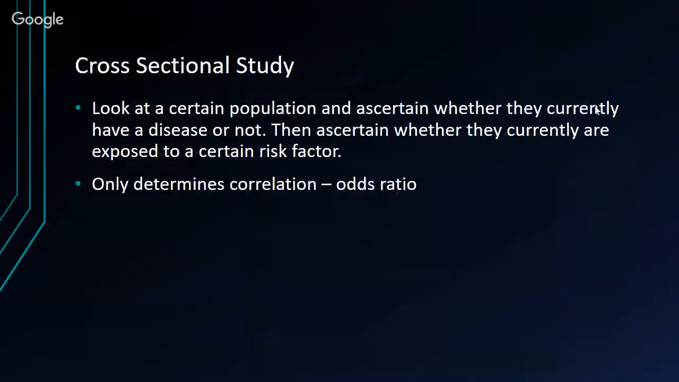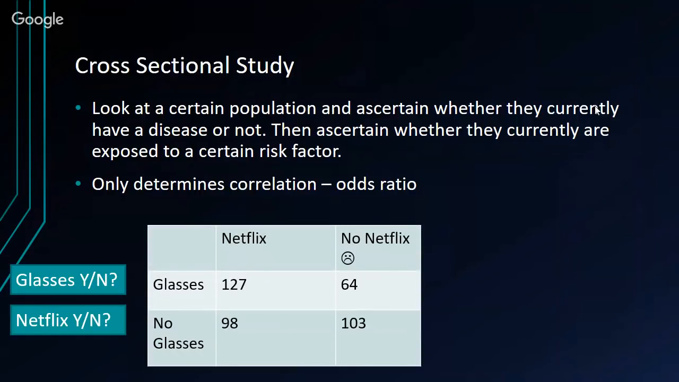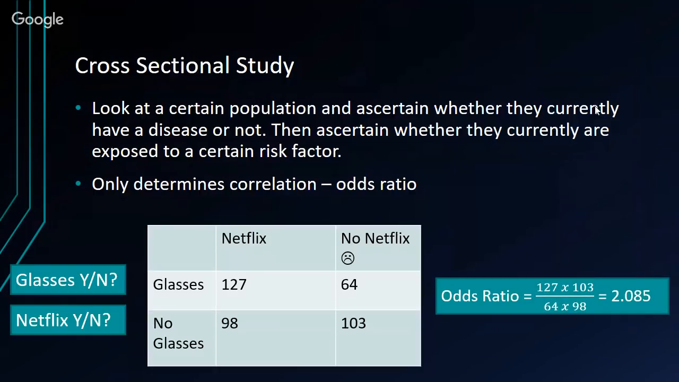Cross-sectional is when we look at a cross-section of a specific time. So a good example would be if I said, everyone in this room, raise your hand if you need glasses to see. And don't actually do it, I don't care. And then I said, all right, and how many of us have a Netflix subscription? Okay. And then I make up a table and an odds ratio and determine whether there is a strong correlation between Netflix and poor eyesight.